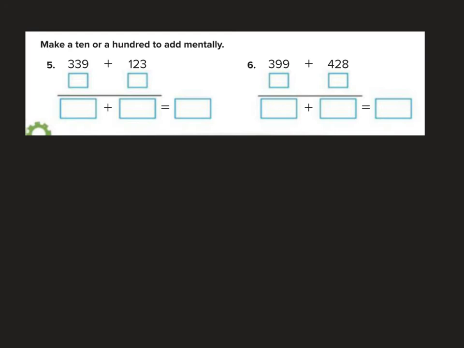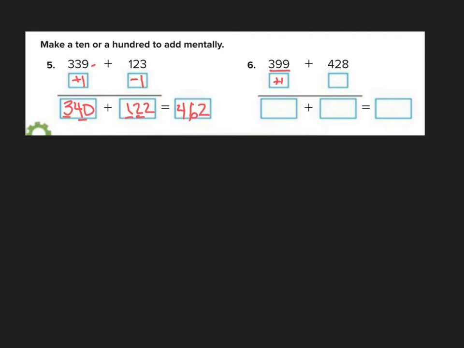Make a 10 or 100 to add mentally. Okay, now they're kind of releasing the responsibility onto us. So I'm noticing this is about 340. So I'm going to add 1 to make it 340. Then I'm going to subtract 1 to make this 122. Okay, so now if I add my 1s, I'd get a 2. If I add my 10s, I'm going to get a 6. If I add my hundreds, I'm going to get a 4. 462.